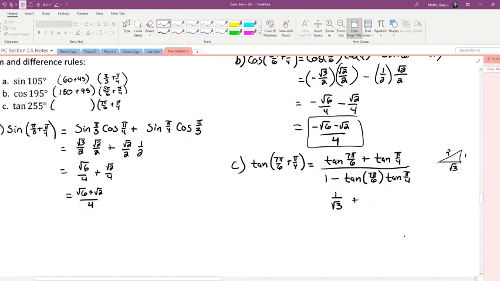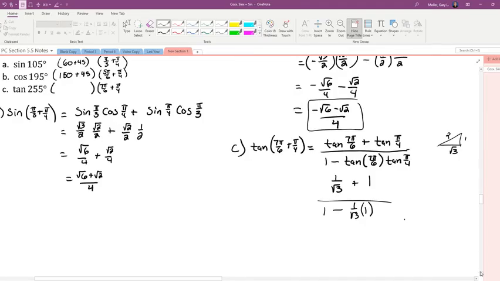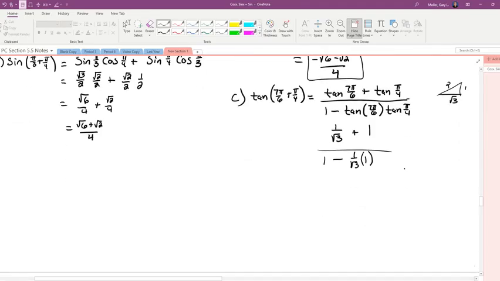Plus 1 over 1 minus tangent of 7 pi over 6 again. So that's 1 over root 3. And tangent of pi over 4 is 1. So I appear to have, I need a common denominator. So I'm going to multiply by root 3 over root 3.